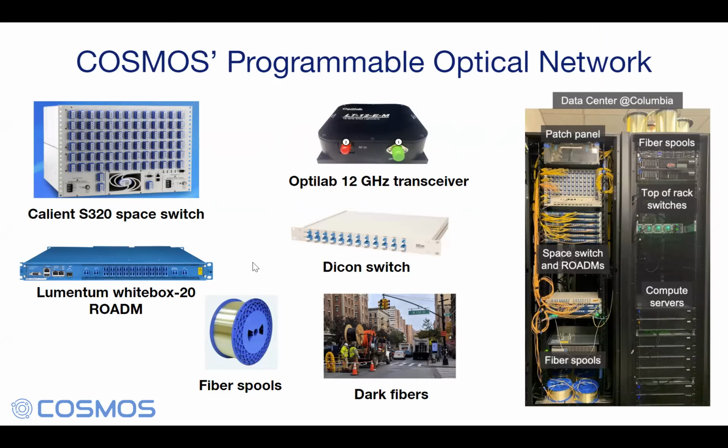On the left, we can see that we currently have an S320 space switch, the transceiver, the DiCon switch, and eight Lumentum white box ROADM 20s, with different lengths of fibers running through, and even dark fiber that goes through Manhattan. And on the right is the data center at Columbia, where we can see optical devices like the space switch and ROADM, and also the fibers on the bottom and on the top. There are also computer servers which control these optical devices.